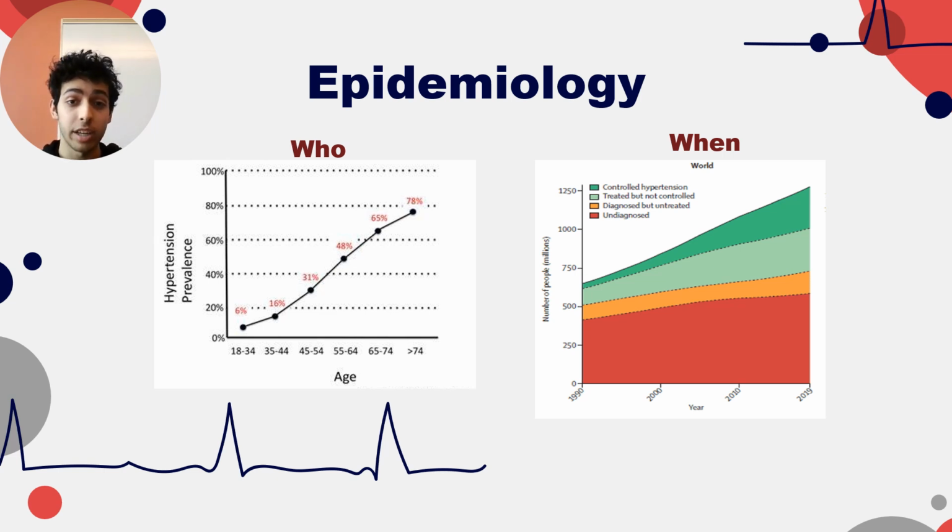Moving on now to when hypertension began to develop, it started to increase globally from 1990. That's when hypertension began to become a big problem globally. And the number went from 650 million in 1990 to 1.28 billion as of 2019.